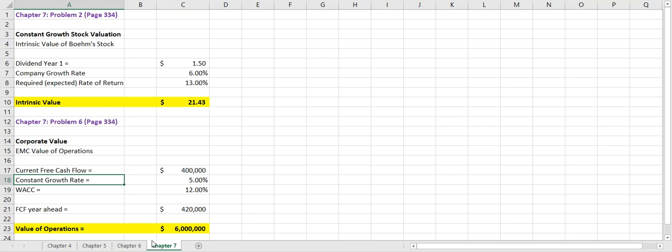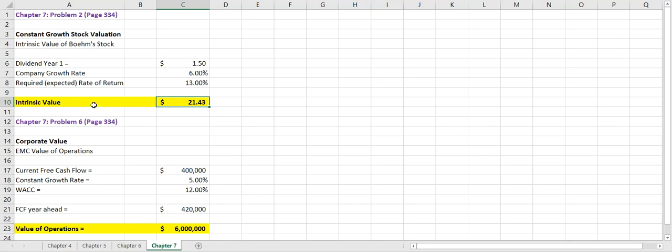Stock has 3 values. Its book value when it's initially issued, its market value, like today's closing stock price, what the market thinks its value is, and then the intrinsic value or the true value.